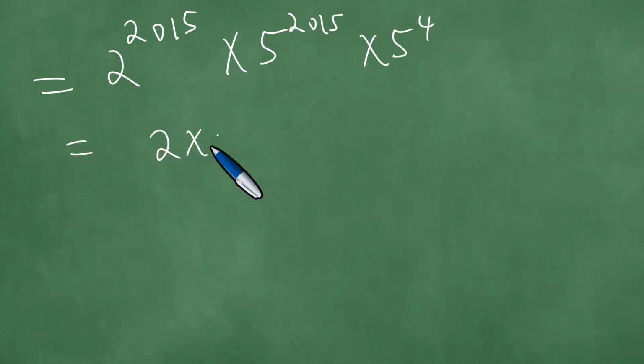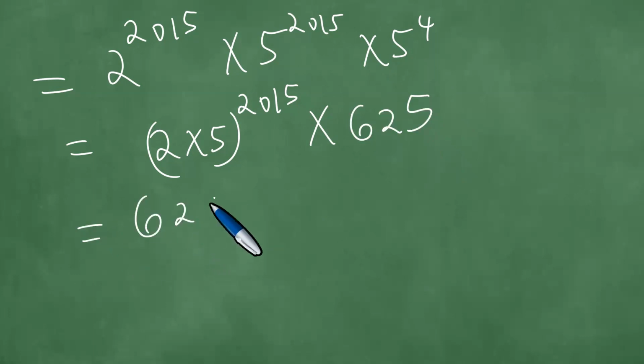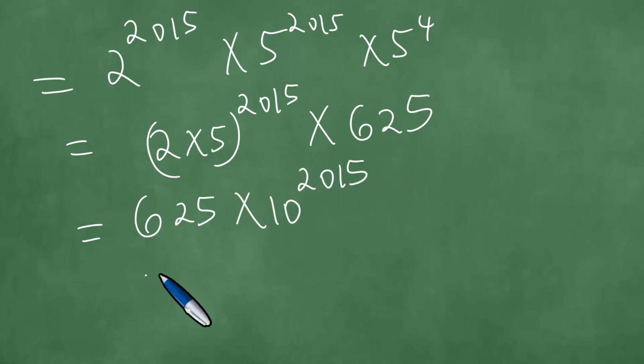This is exactly 2 times 5, because these ones have the same power. So you can write 2015 here, times 5 to the 4th power, which is 625. So this is exactly 625 times 10 to 2015. Yes, sir, I got there, but then the computer gave me an error, sir.